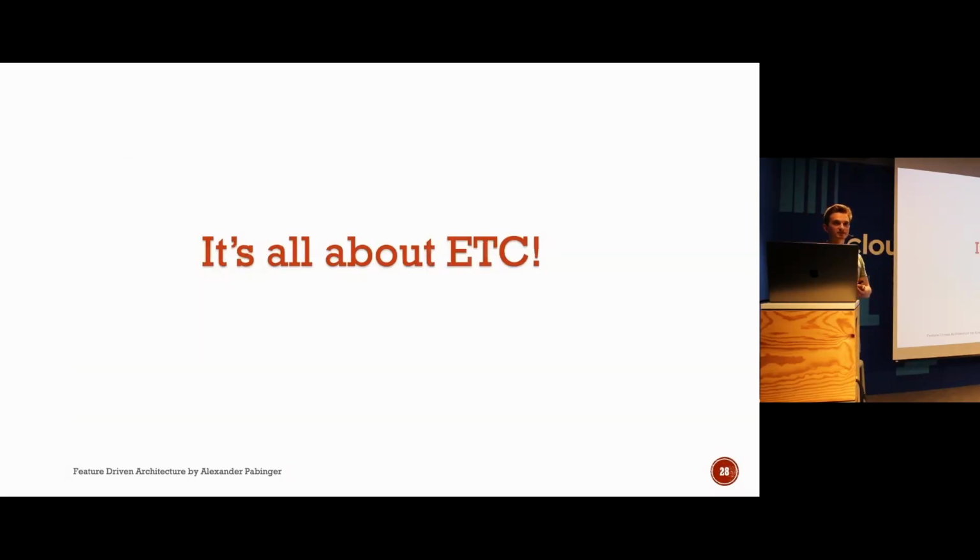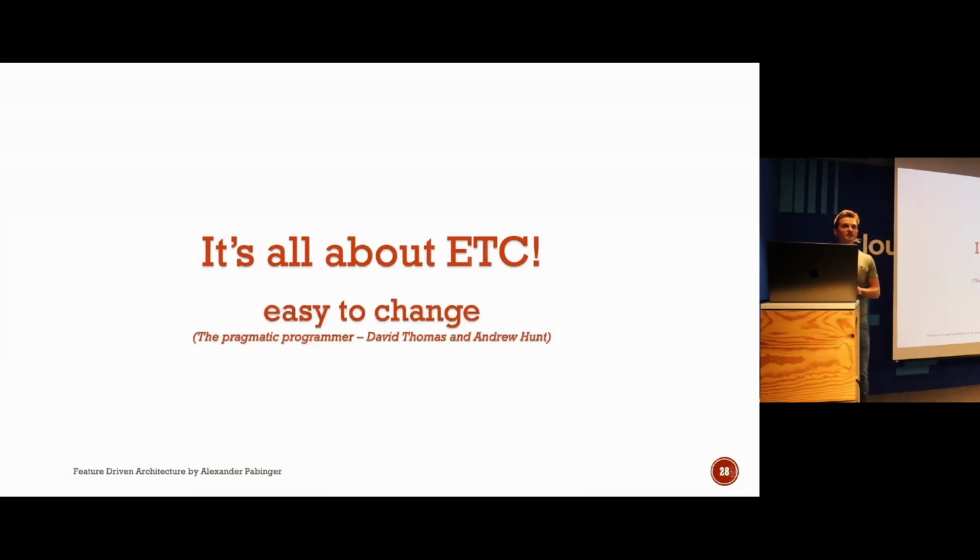At the end, it's all about ETC. And no, that's not an alien. It's about easy to change of the system. This is from The Pragmatic Programmer. I can also recommend you this book. Every principle, every software architecture structure, most design patterns aim for easy to change. If you build software and you have 4 or 5 different paths to build it, choose the way where it is easy to change in the future.